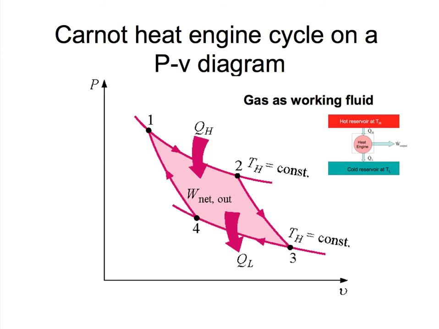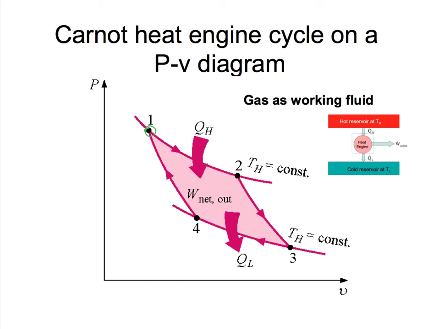Assuming the working fluid is an ideal gas, then we can illustrate the 4 processes on the PV diagram, showing how the processes would look on the PV diagram by representing the conditions of the working fluid. Let's see. We have point 1, let's say this is the initial condition, where the working fluid would be.